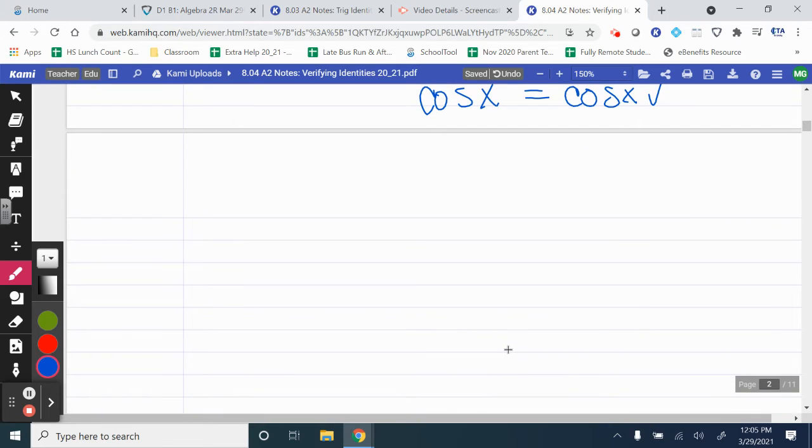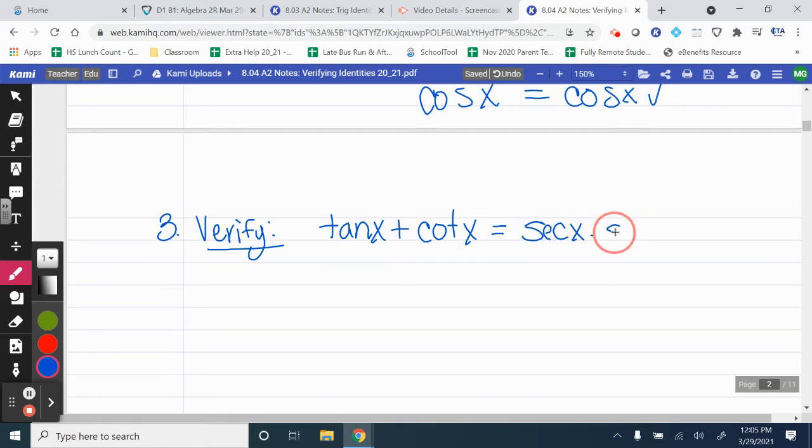Okay, let's try another one. Verify tangent of x plus cotangent of x equals secant of x times cosecant of x.